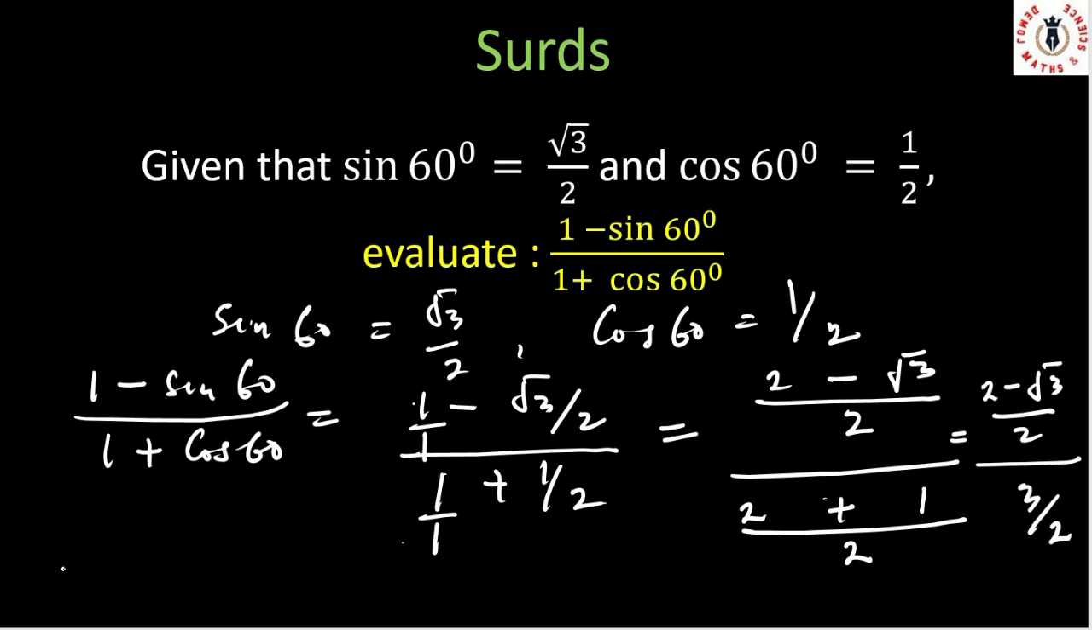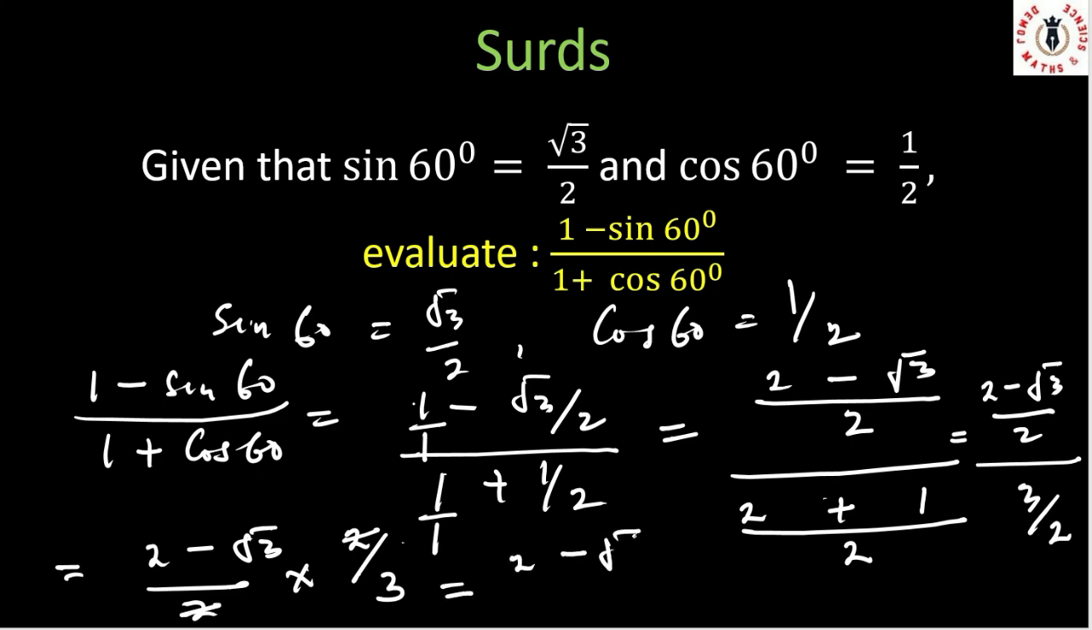Now, I can write this to mean 2 minus root 3 over 2 times 2 over 3, because of the division, I've inverted it. So this will be 3. 2 here is 1. 2 here is 1. Which will be the same thing as 2 minus root 3 over 3.